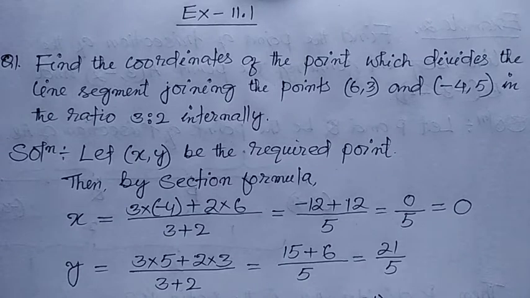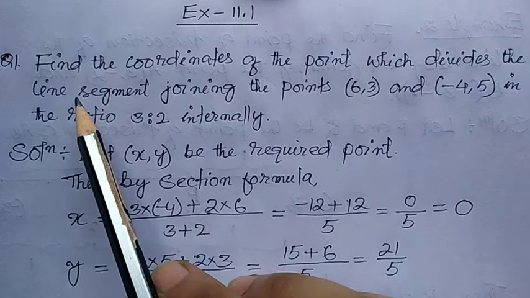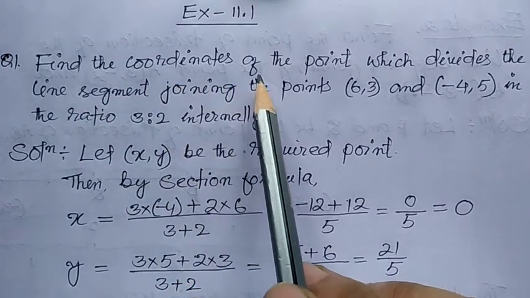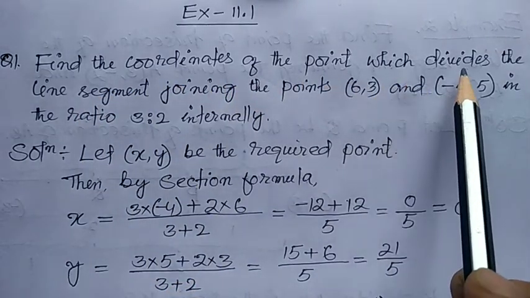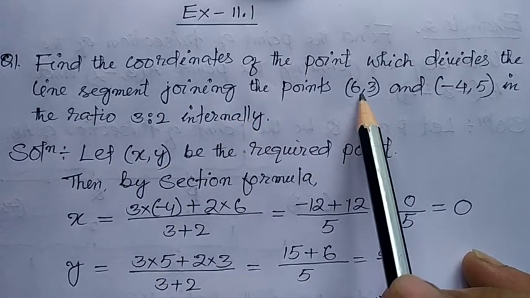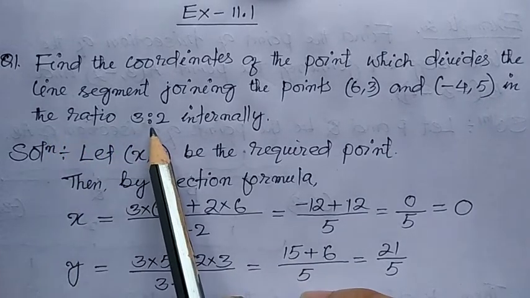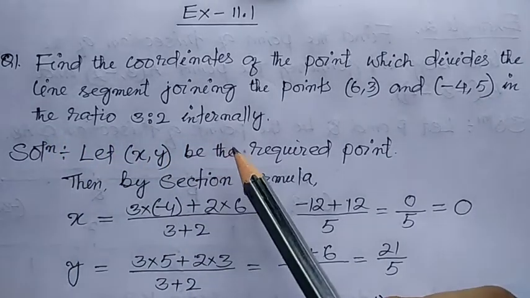That is question number 1 of exercise 11.1. The question is, find the coordinates of the point which divides the line segment joining the points (6, 3) and (-4, 5) in the ratio 3:2 internally.